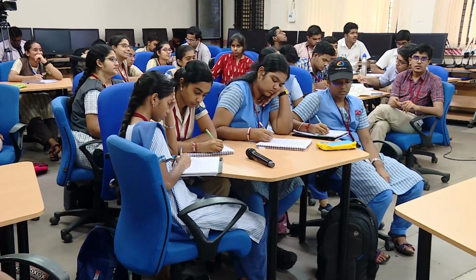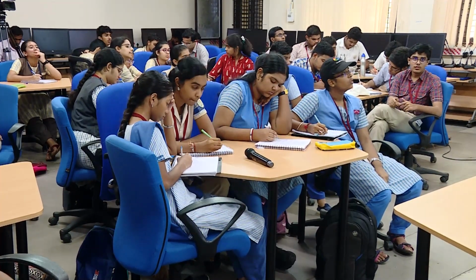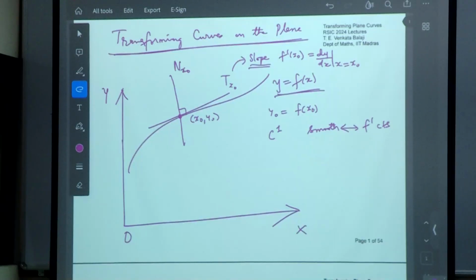Okay, and the language for this is it's called C1 smooth. C1 means first continuously differentiable. That means the first derivative exists and it is continuous. All right.